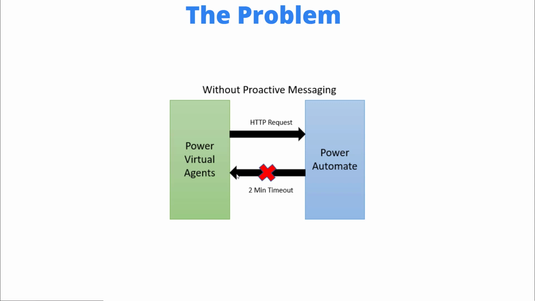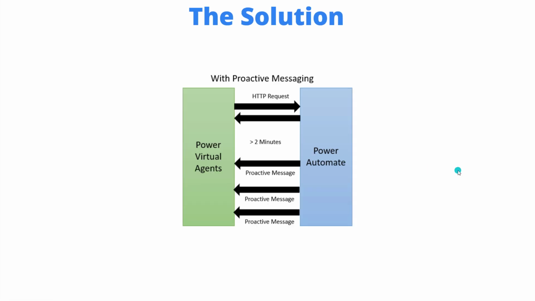So the 2 minutes becomes a fairly significant constraint when you try to actually go ahead and make this all work. Now, what's the solution? How can we go ahead and deal with this? Now, what we'll do is we'll continue to use an HTTP request. We'll go ahead and call that Power Automate Cloud Flow.